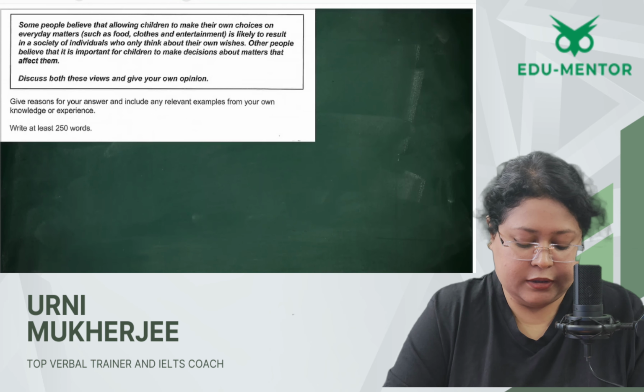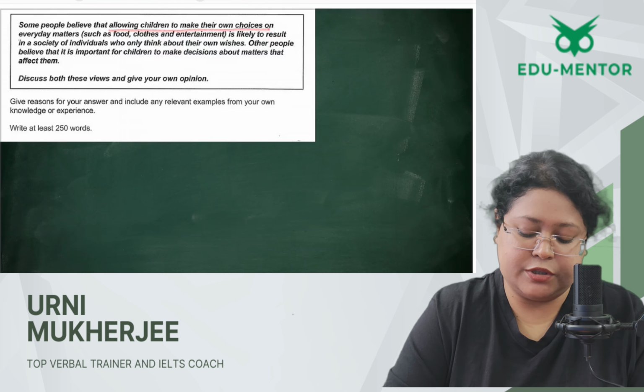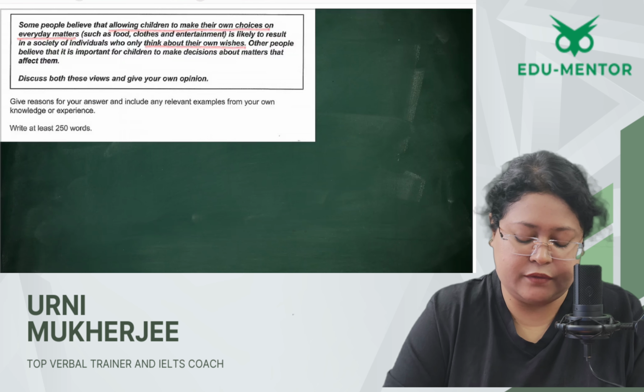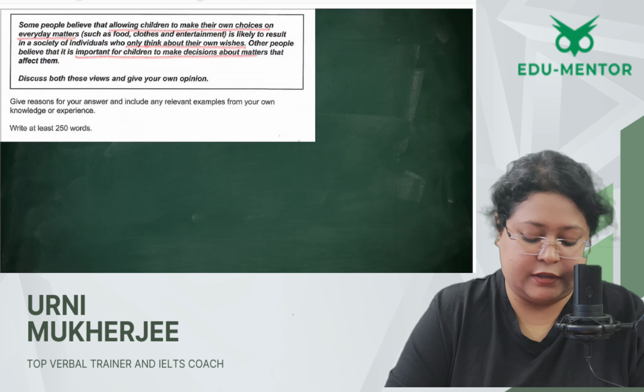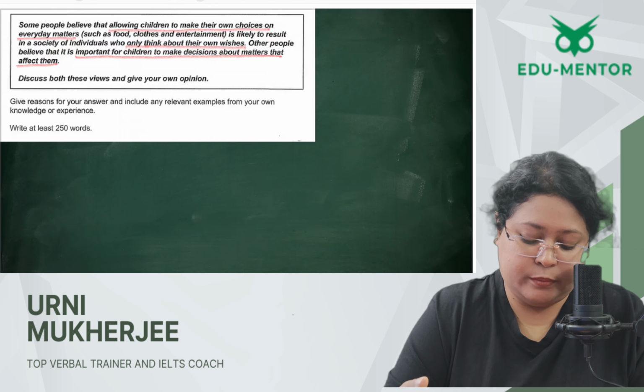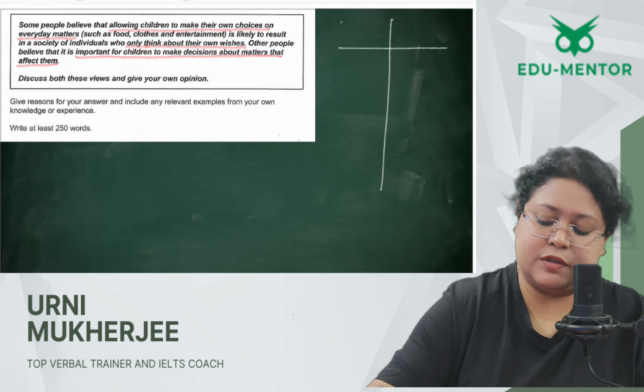Now, look at this one. It says, some people believe, this is a discussion-oriented one. So some people believe that allowing children to make their own choices on everyday matters, such as food, clothing, and entertainment, is likely to result in a society of individuals who only think about their own wishes. Other people believe that it's important for children to make decisions about matters that affect them. So there are again two sides.